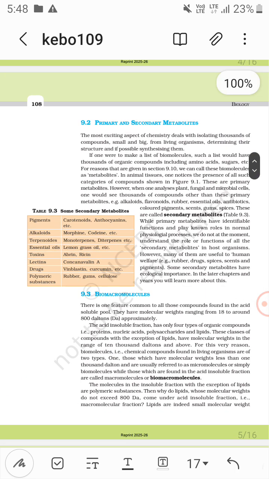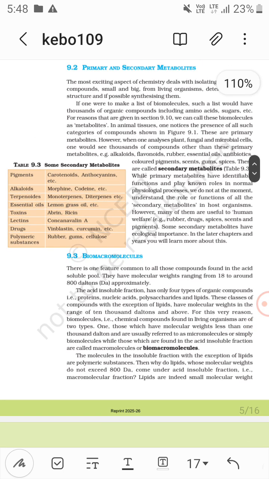Now primary and secondary metabolites. Primary metabolites are the metabolites involved in the normal physiological functions of living organisms. These can be amino acids and sugars.